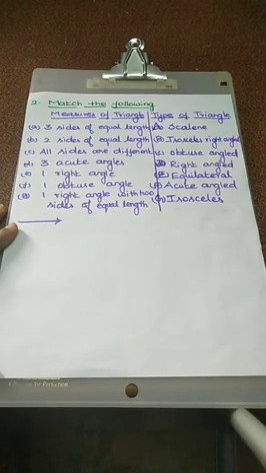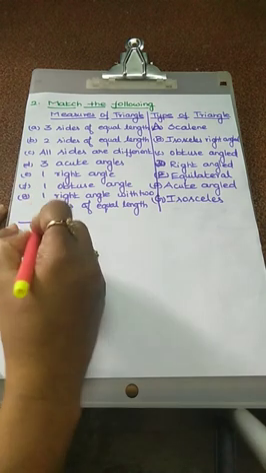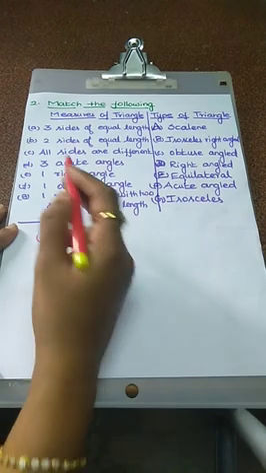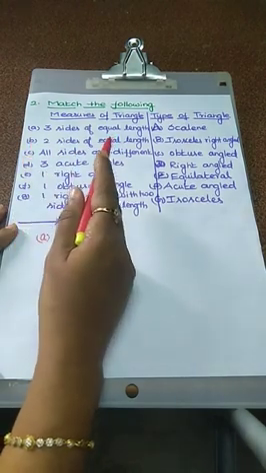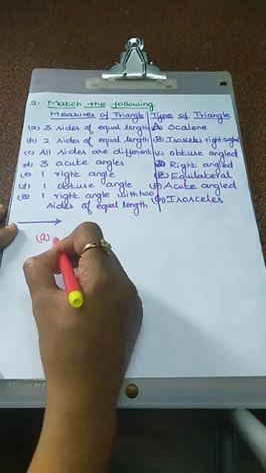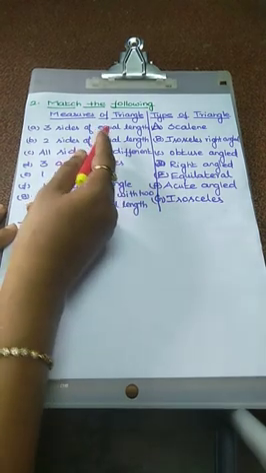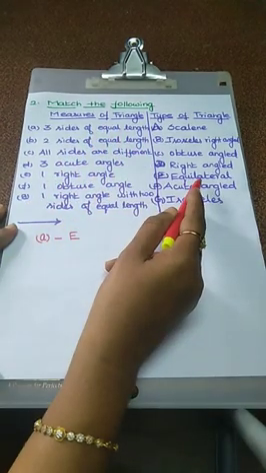Second one, very simple. Match the following. On one side, measures of triangles are given; on the other side, types of triangles are given. So we just look at the values in the left hand side, then we have to match the right hand side values. First, what is the value on the left hand side? Three sides of equal length. Automatically, easily we can say that is an equilateral triangle. So small a is capital E. Three sides are equal means it is an equilateral triangle.